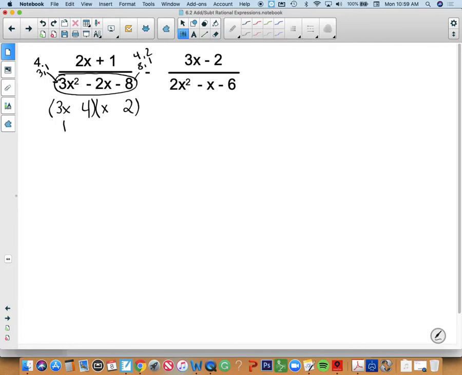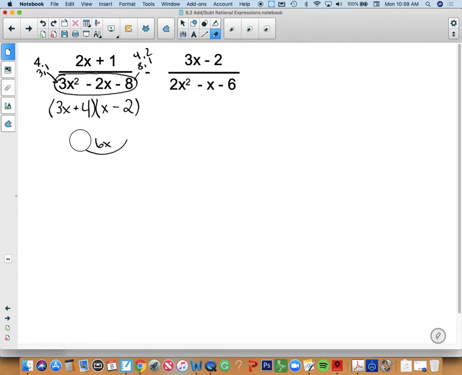So then if I check it, oops, not a 3. That would give me a 6x. So we'll have a 6x and a 4x. Can I use a 6 and a 4 to get a negative 2? Yeah, I've got to have a negative 6, positive 4. So that's what that one factors to in the bottom.